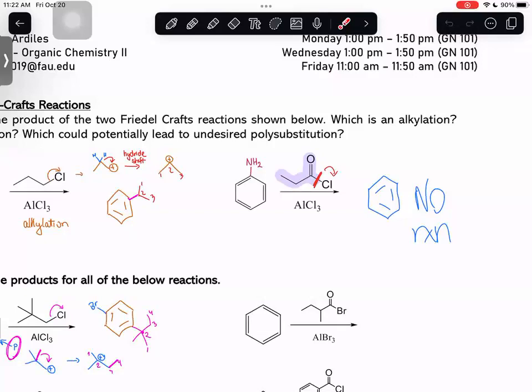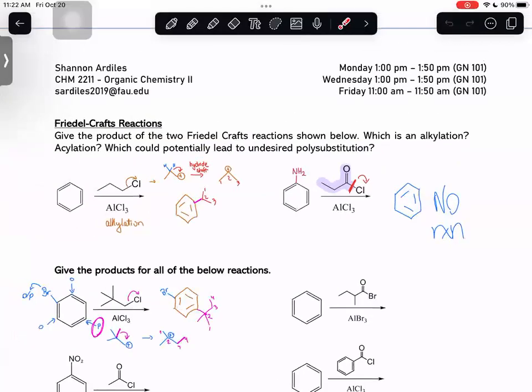Amines are activators, but the rule for the Friedel-Crafts reaction is that it's not going to happen with strong electron withdrawing groups or with amines, which are activators. It doesn't react with amines or strong deactivators.